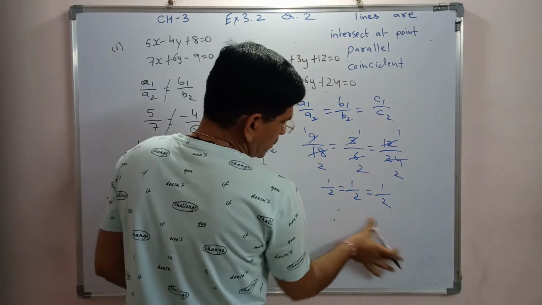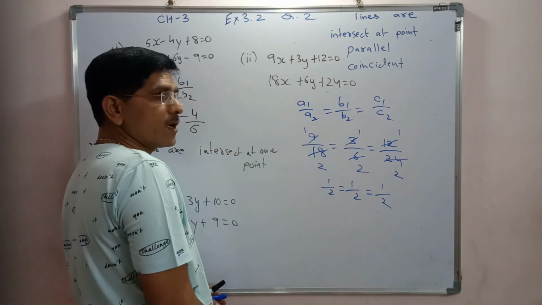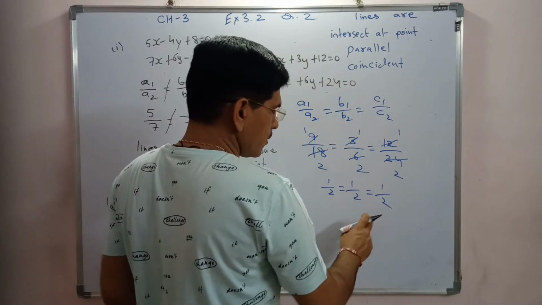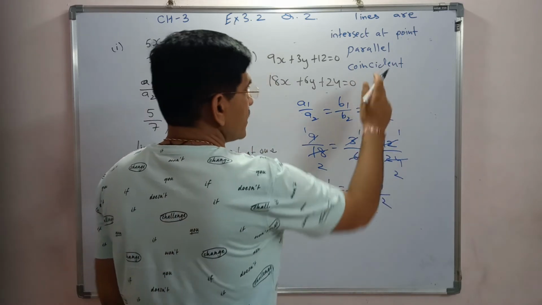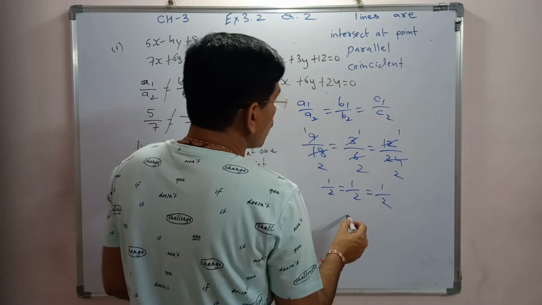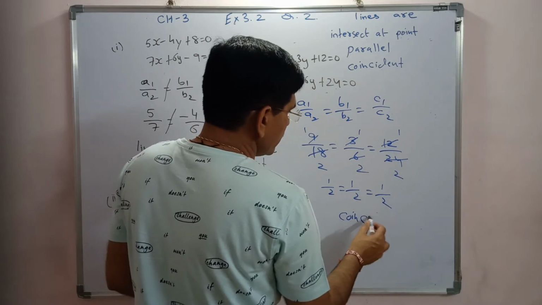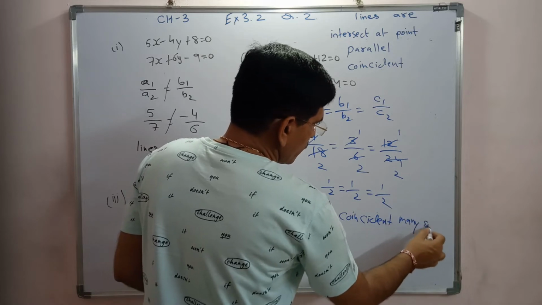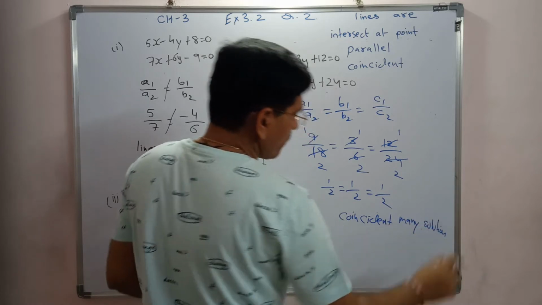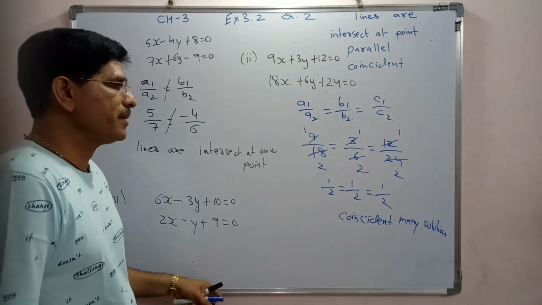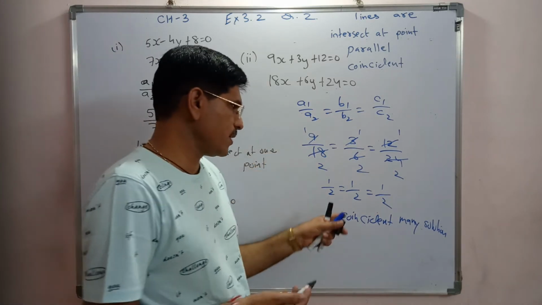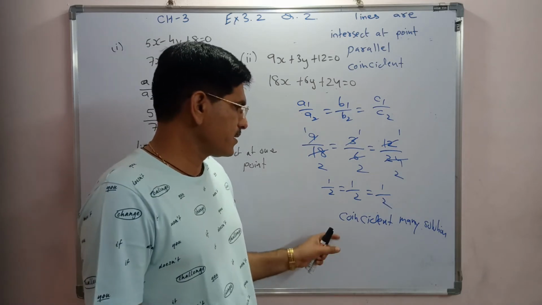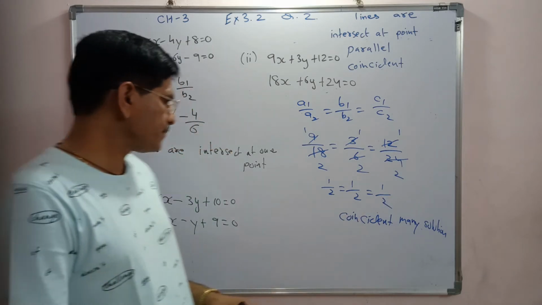Sorry, we cannot say the lines are parallel here. When a1 upon a2 is equal to b1 upon b2 is equal to c1 upon c2, we can say the lines are coincident. It means it has many solutions. Why? Because the condition is a1 upon a2 is equal to b1 upon b2 is equal to c1 upon c2. It means they are coincident.